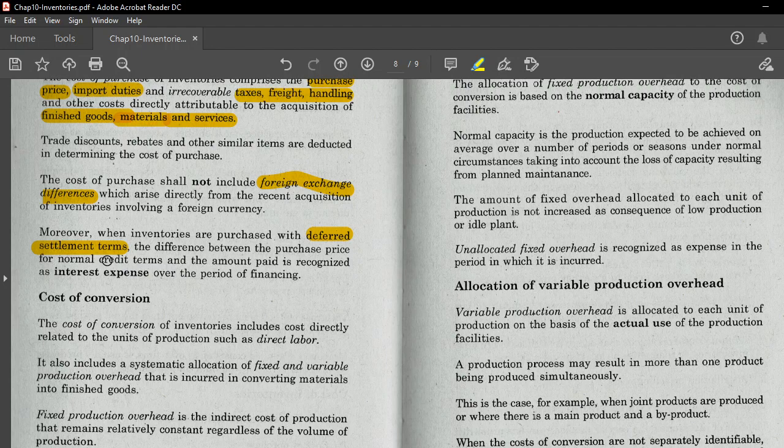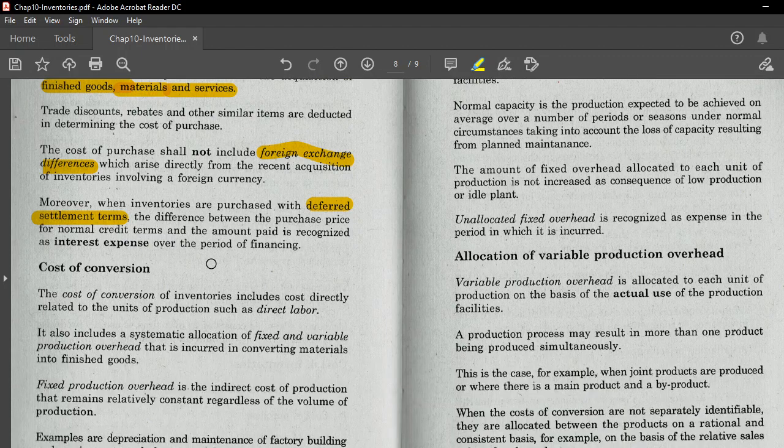Of course, interest is the income that you earn or the expense that you incur because of the passage of time. So, if I buy a laptop in cash, I would pay maybe 20,000. But because it's on credit, 2 years to pay, I would pay maybe 26,000. So, the difference of 6,000 is interest. That's implied or imputed interest. So, it is not cost of purchase.